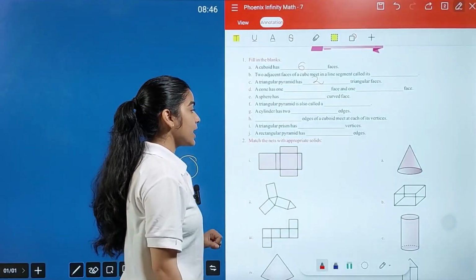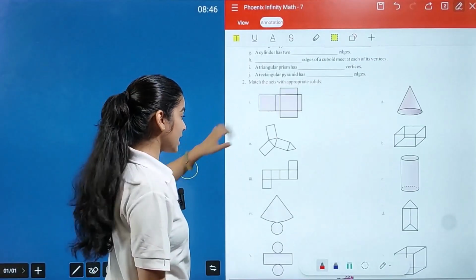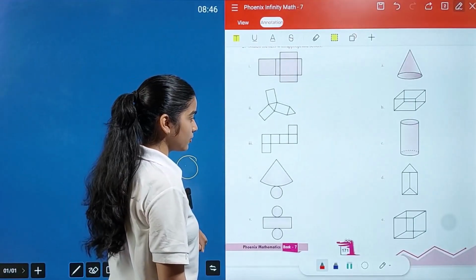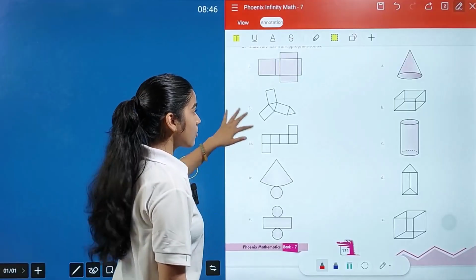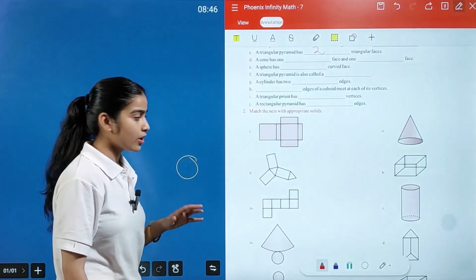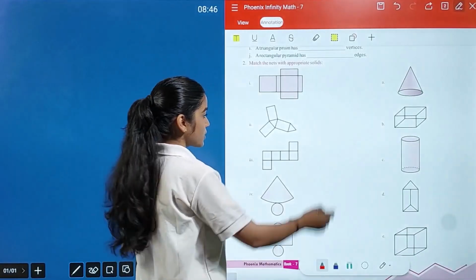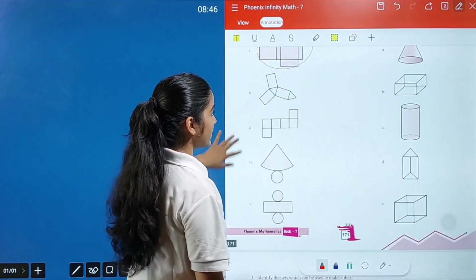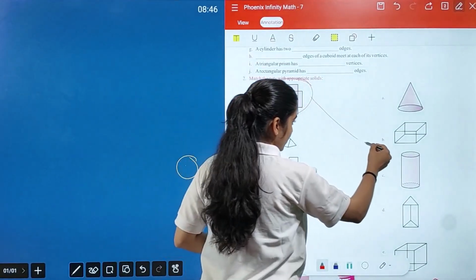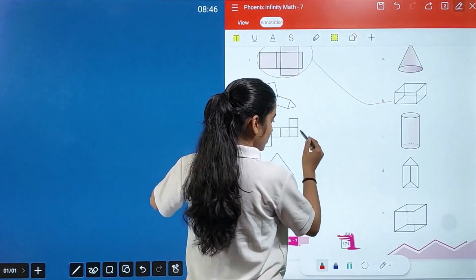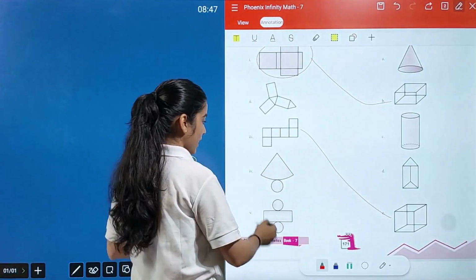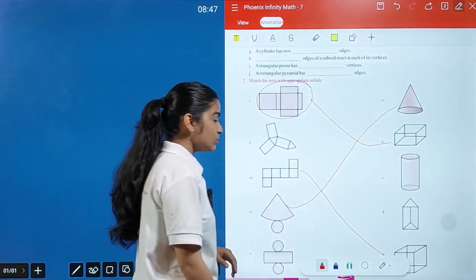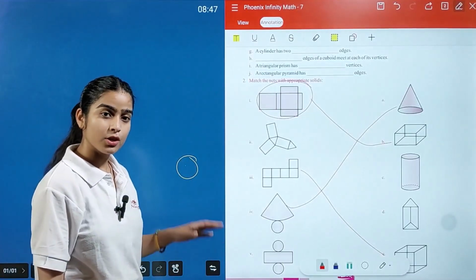Now match the nets with the appropriate solid. We already discussed this as well. So now conclude what the nets are for our 3D shapes and match them. First of all, we have this. By seeing this, what do you understand here? It is your cuboid. Okay, this is your cube. Now we have this, and by seeing this, we can easily understand this is for a cone. Similarly, you have to match your net figures with your 3D figures.